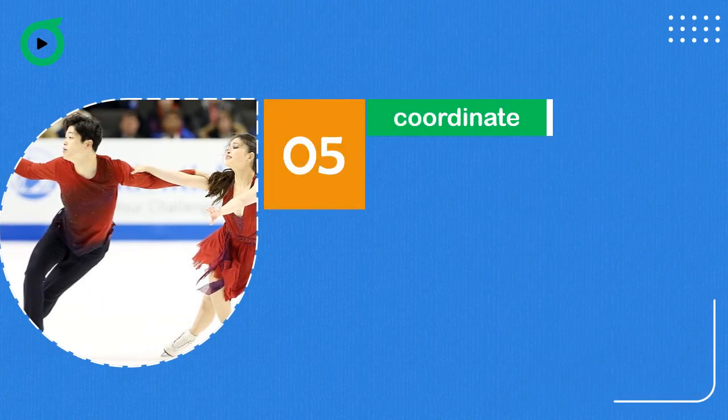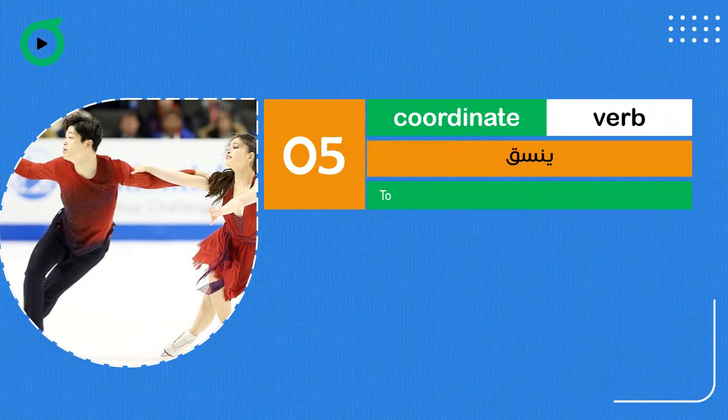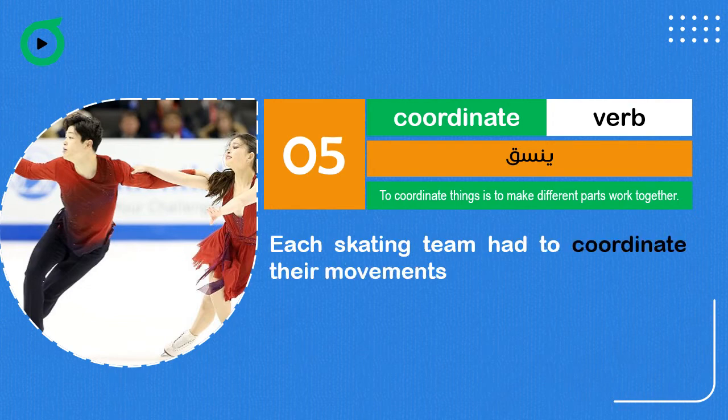Coordinate. To coordinate things is to make different parts work together. Each skating team had to coordinate their movements for the show.